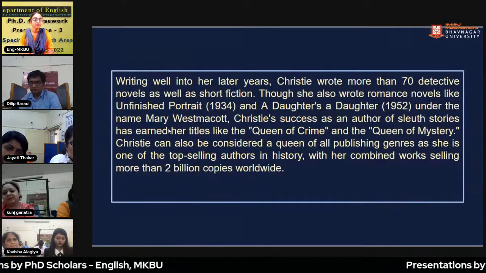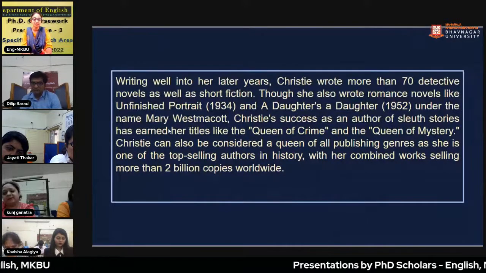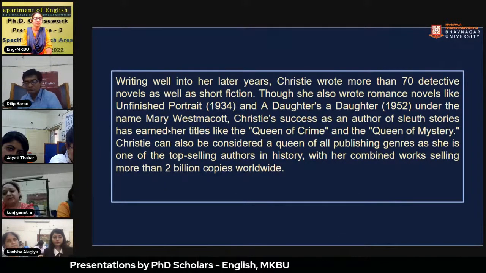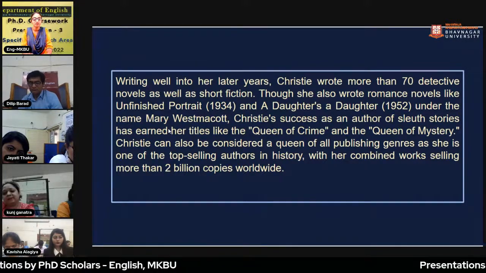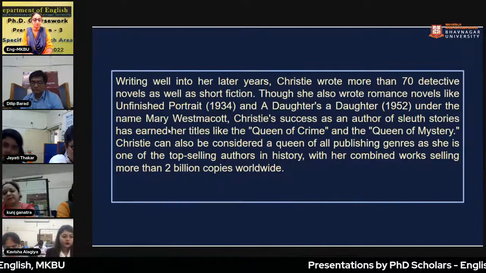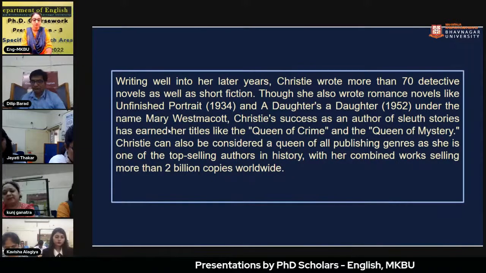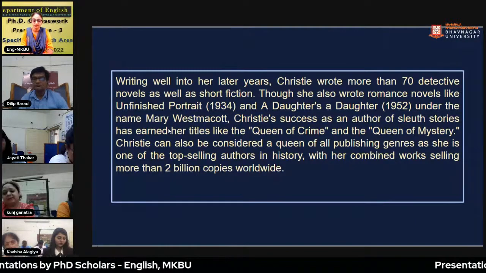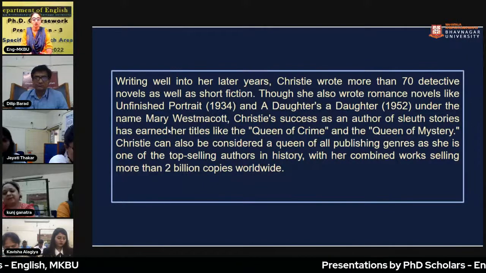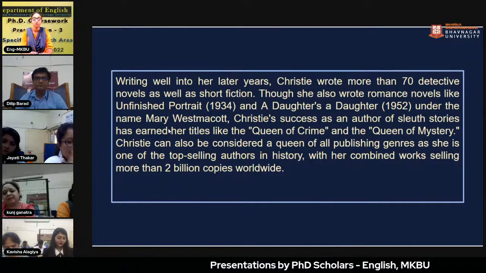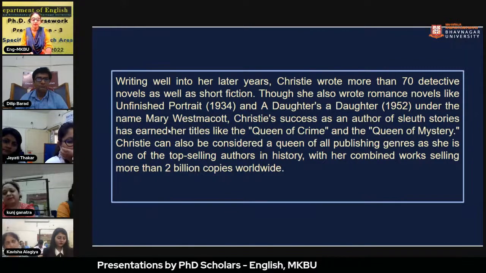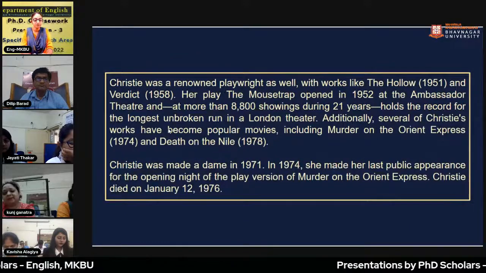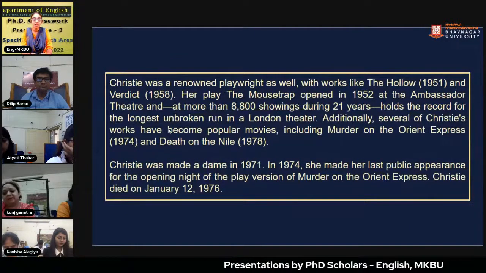Writing well into her later years, Christie wrote more than 70 detective novels as well as short fiction. She also wrote romance novels like Unfinished Portrait and A Daughter's a Daughter under the name Mary Westmacott. Christie's success as an author has earned her titles like the Queen of Crime and the Queen of Mystery. Christie can also be considered a queen of all publishing, as she is one of the top-selling authors in history, with her combined work selling more than 2 billion copies worldwide. Christie was a renowned playwright as well, with works like Witness for the Prosecution.